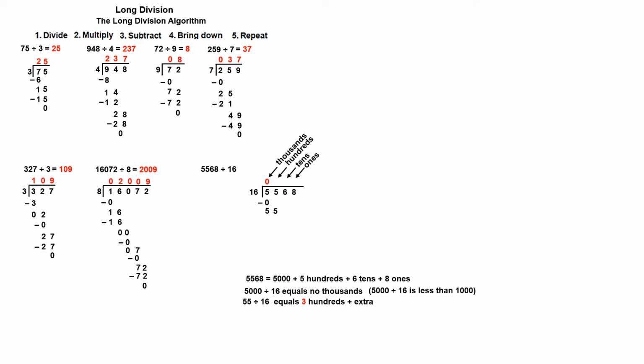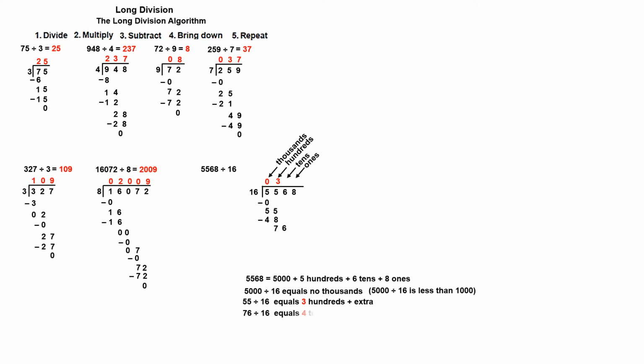Dividing 55 hundreds by 16, we get 3 hundreds and some extra. So we put 3 in the quotient in the hundreds place. 16 times 3 equals 48. Subtract 48 from 55. Bring down the next digit of the dividend. Bring the 6 down next to the 7. 7 hundreds plus 6 tens equals 76 tens. We repeat the division process over using the 76 as the dividend.